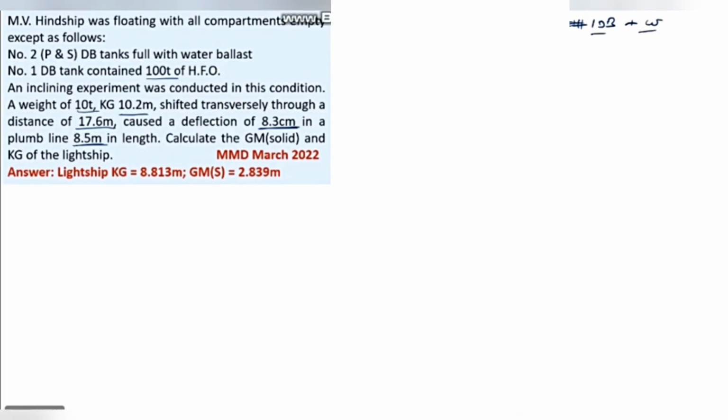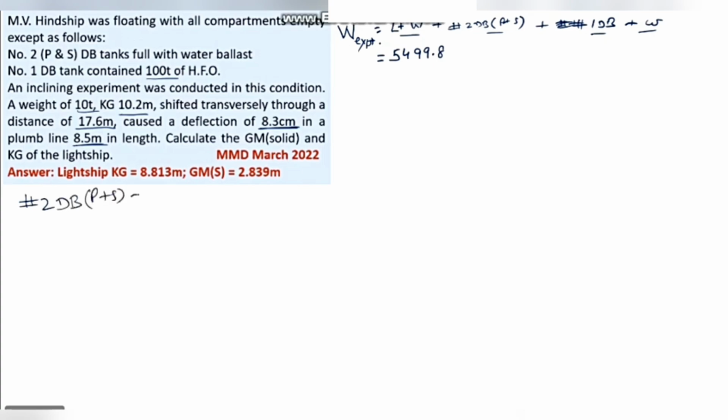Now go to the capacity table, beta. Please find out what number 2 DB port and starboard, their 100% capacity is, port plus starboard. 207.26. No, that is cubic capacity, correct? So 414.92 tons. What is the KG of number 2 port and starboard, from their vertical center of gravity? 0.65. So this is what we have done. These tanks are full, so there is no question about the free surface.